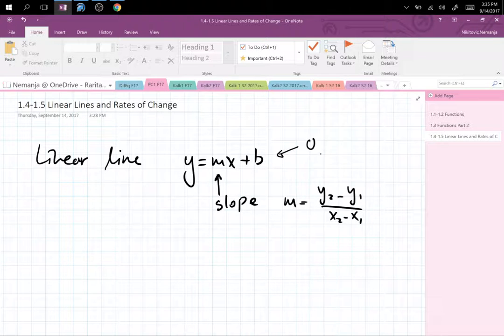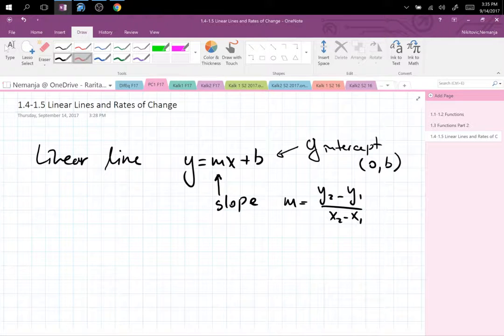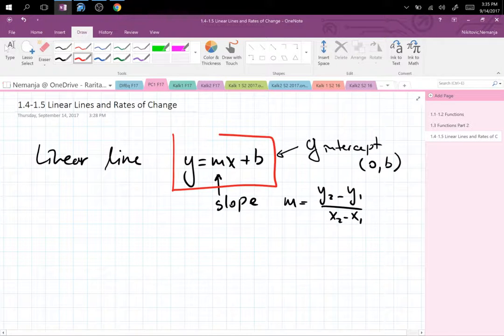B is the y-intercept, and that would be 0, comma b as a point. It's always on the y-axis because it's a y-intercept, right? Common sense in the naming convention. So y equals mx plus b is the linear line. You know this from algebra.